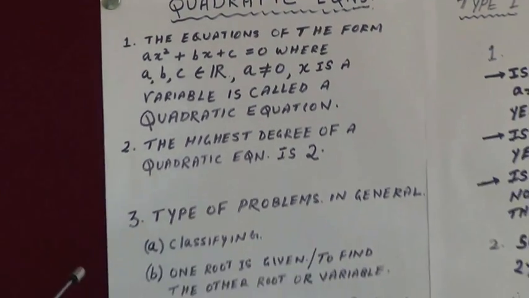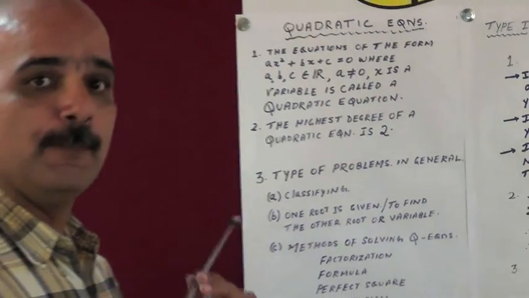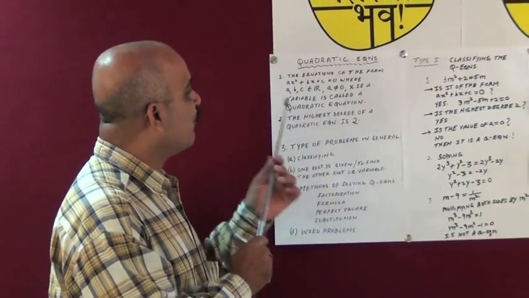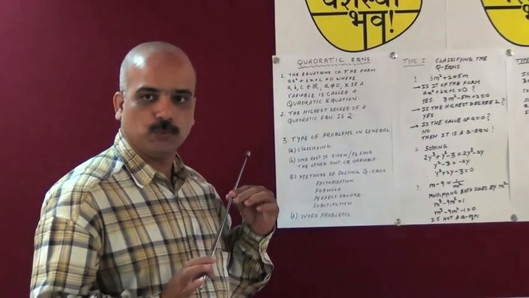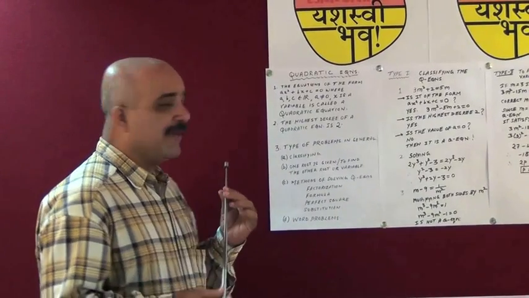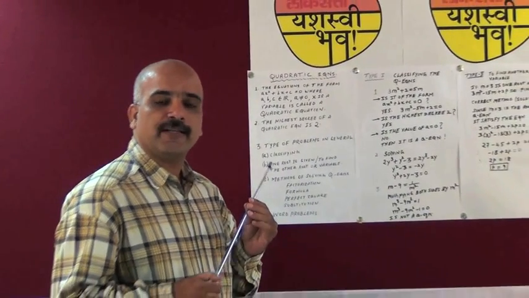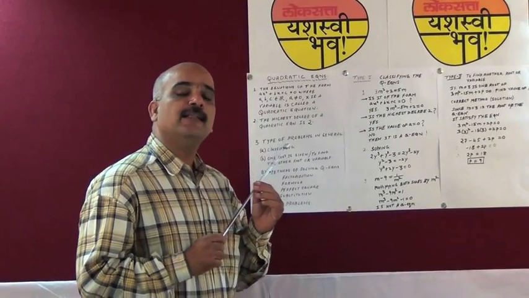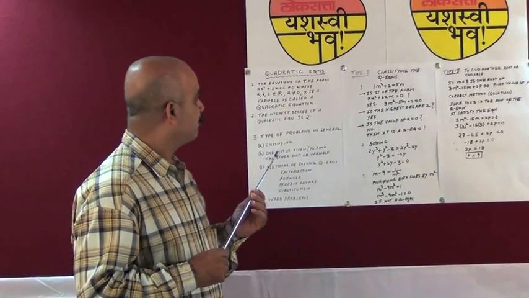How do you identify a quadratic equation? You identify it by seeing the degree. The highest degree of a quadratic equation is always 2. Now, while solving a quadratic equation, there are different methods of doing it. Let us understand the methods one by one.